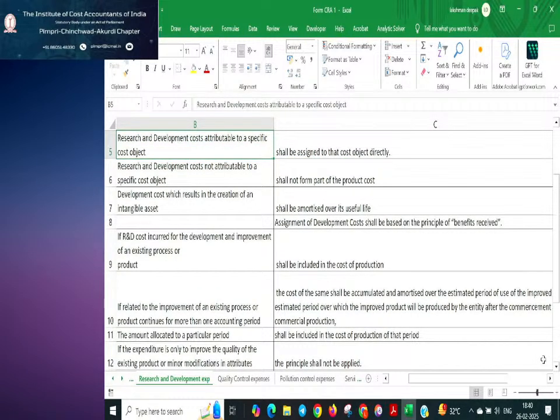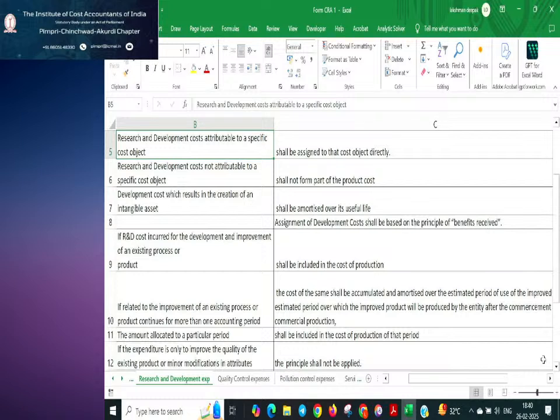Now these are all some specific things. So research and development cost attributable to a specific cost object: if it is attributable to a specific cost object, it's very easy. You can directly book it to that cost center. Research and development cost which is not attributable to a specific cost object will not form part of the product cost.